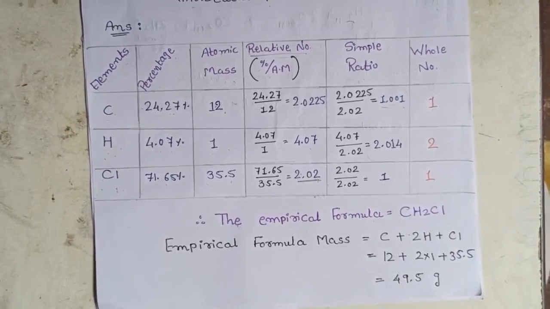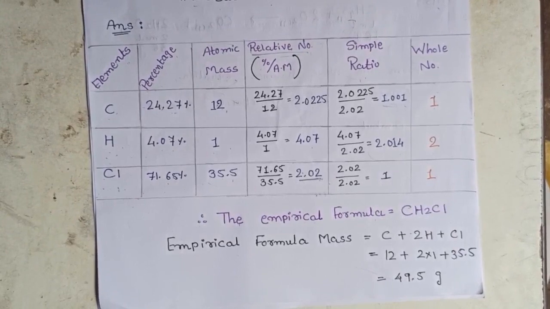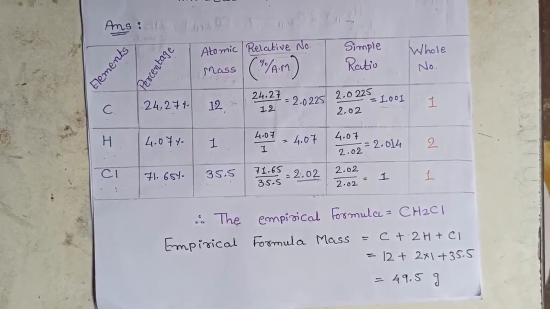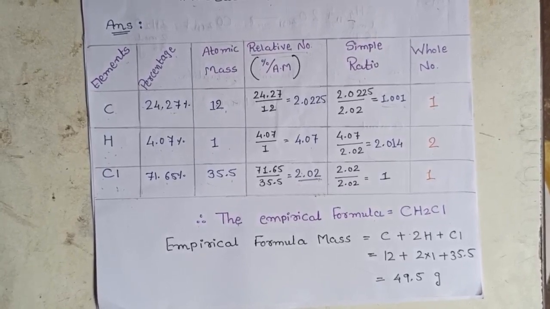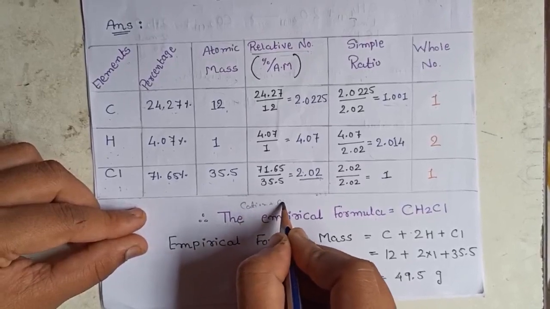Whenever there is a carbon containing compound, you should write carbon at first and then hydrogen and then the other element. And if there is a presence of any cation and anion, then you have to write the cation first and then the anion, right?